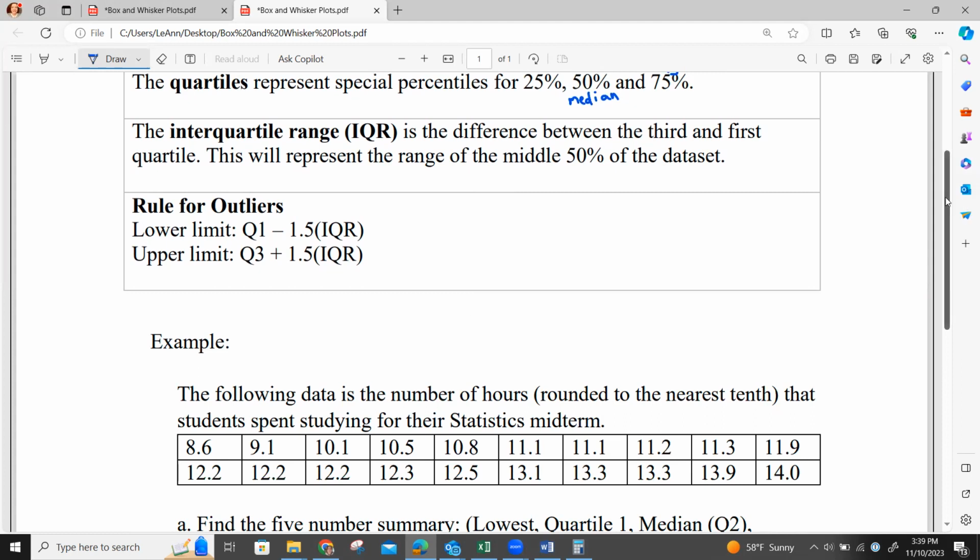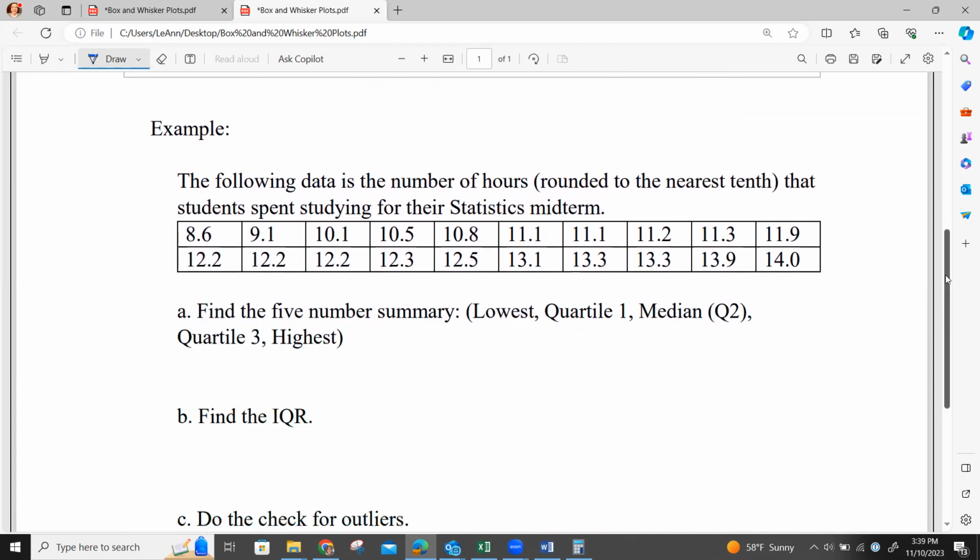Now, if we want to create a box and whisker plot, we're going to need the lowest value, the 3 quartiles, which includes the median in the middle, and the highest value in our data set, plus we'll need that IQR so we can check for outliers. So let's look at how we can create that.